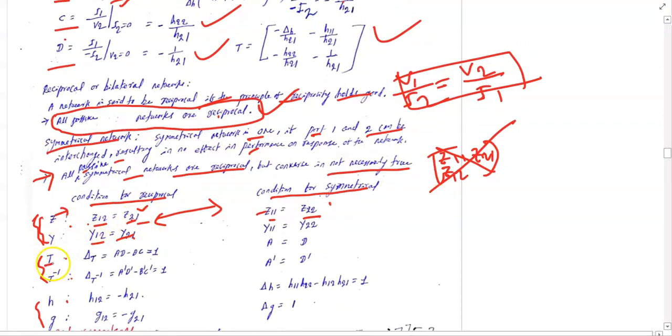Now for T, if the T parameter has been given, then how to know whether the network is reciprocal? The determinant is equal to 1. Similarly, for T inverse, the determinant is equal to 1 because they are duals of each other. And the condition for symmetrical is A equal to D, like your G parameters. So you just see here, all 4 parameters have equal conditions for symmetrical, but for reciprocal it is different for the T.